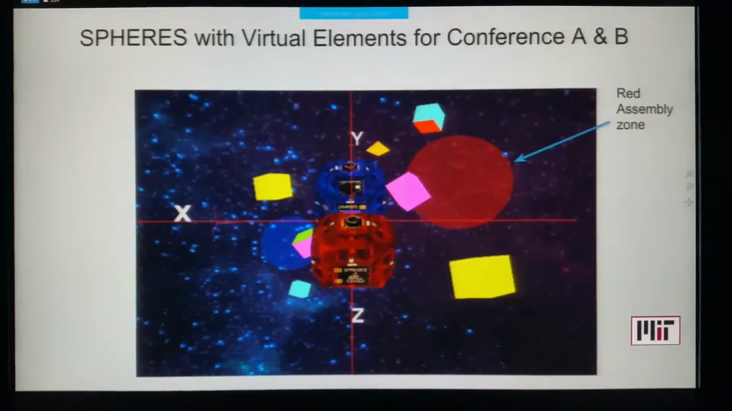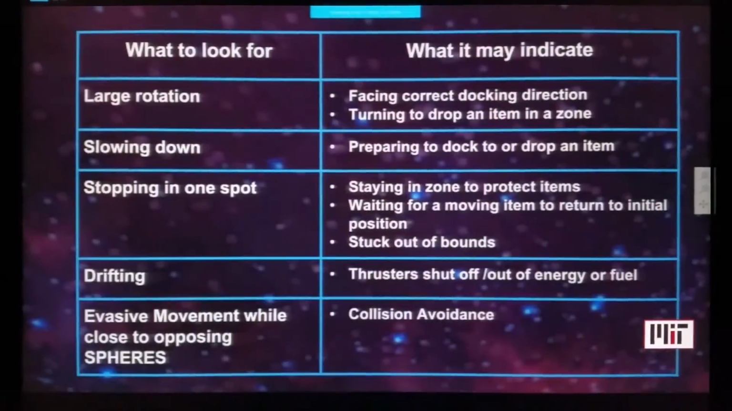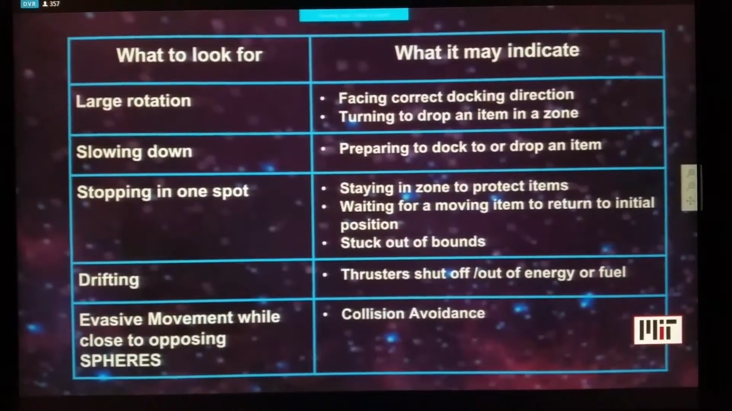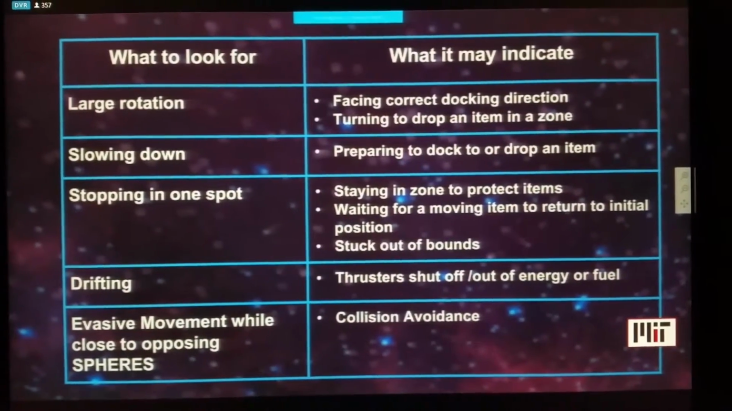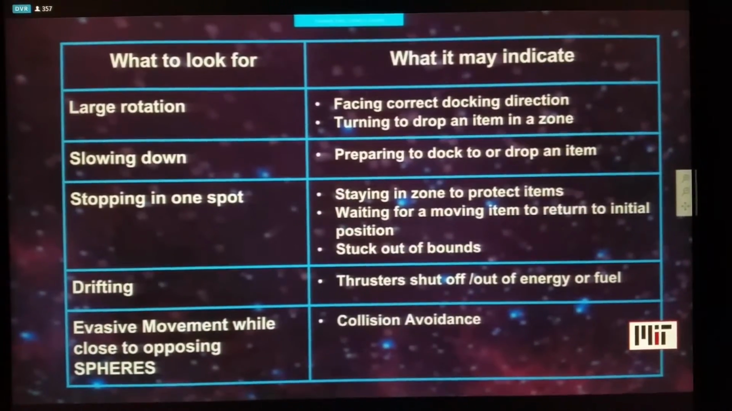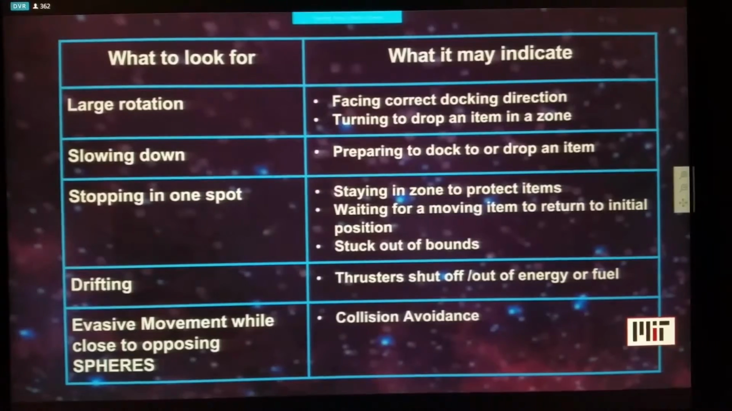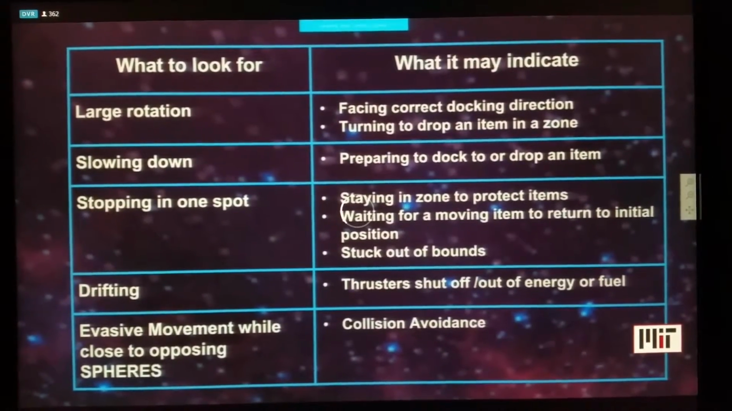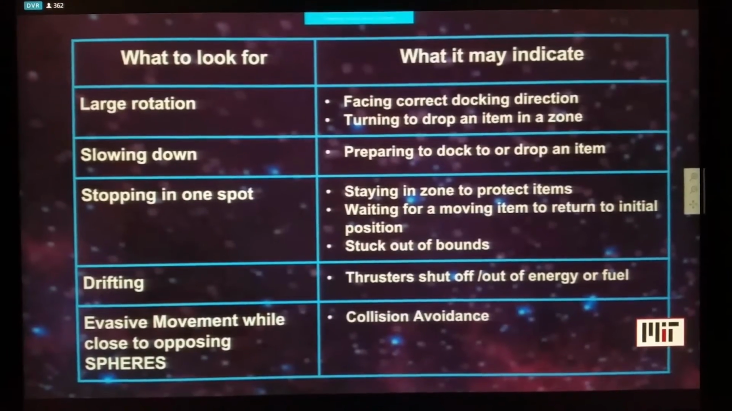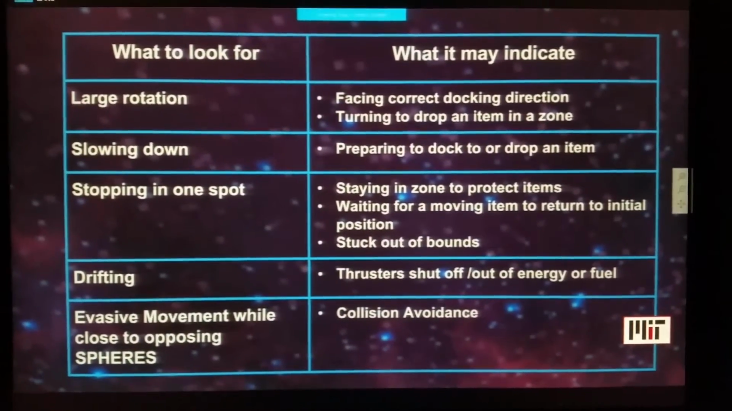When you go to the link I gave you, at the very top there is a live feed when you're on the webcast from the ISS. We're looking at that feed, but there are not going to be any real items that you see. Everything is virtual. So to have an idea of what's going on, if you see a satellite doing a large rotation, that means it's turning to face the correct docking position for a specific item, or it's turning to drop an item in the zone.